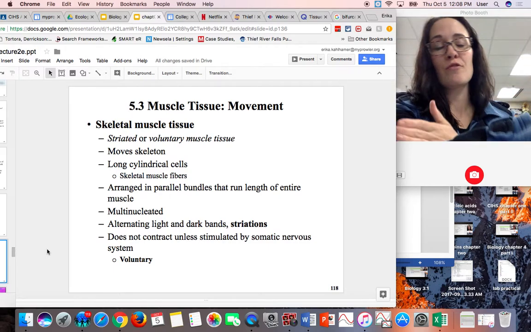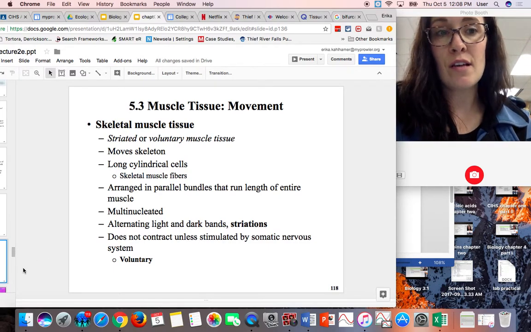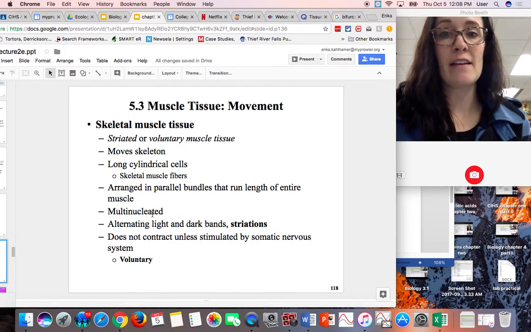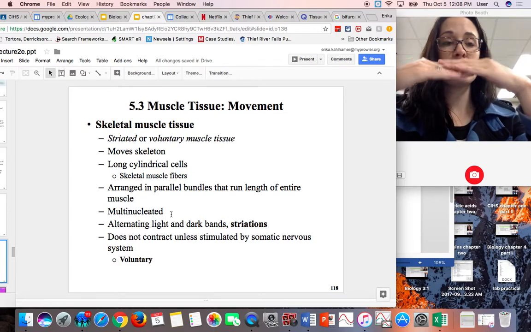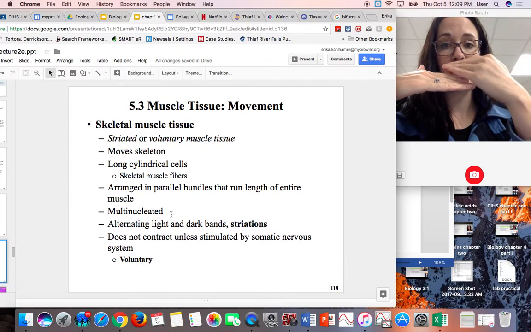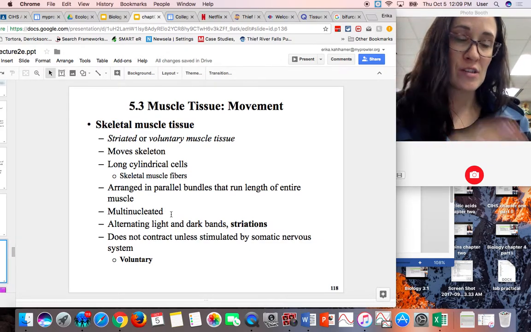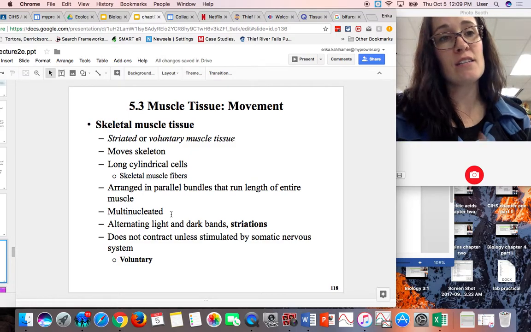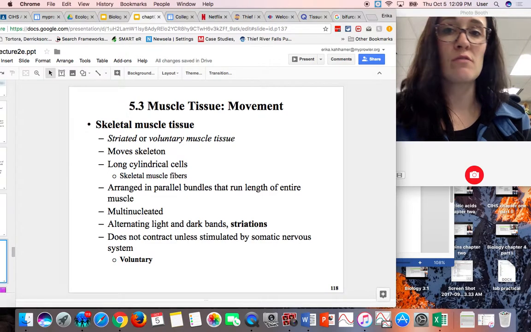Those muscle fibers are throughout the entire length of that muscle. The cells themselves are multinucleated, and again, I said they're arranged in striations by light bands and dark bands that, underneath a microscope, look striped. And it doesn't contract unless it gets told to by the somatic nervous system, so voluntary.